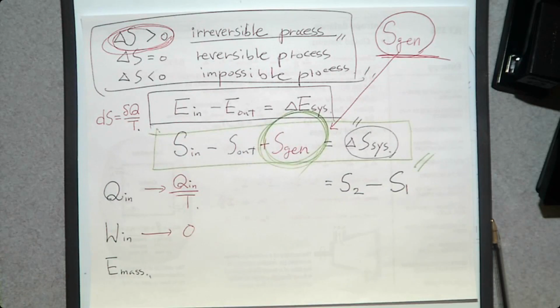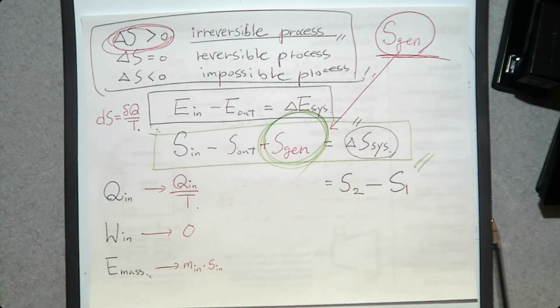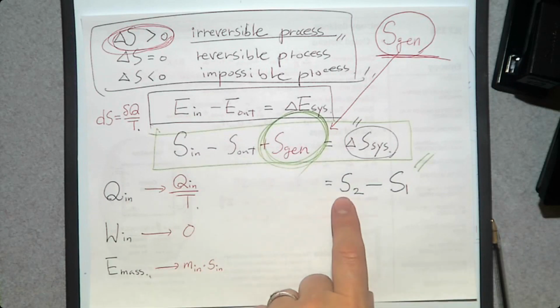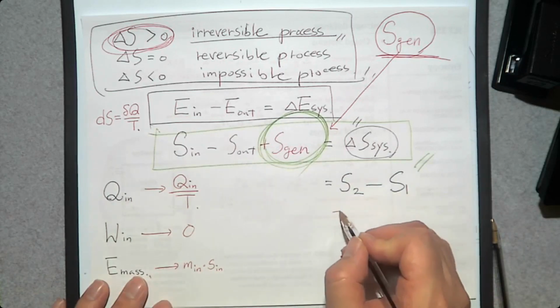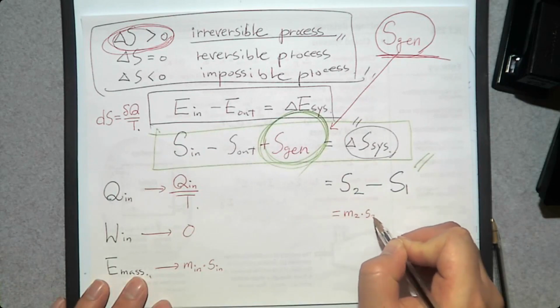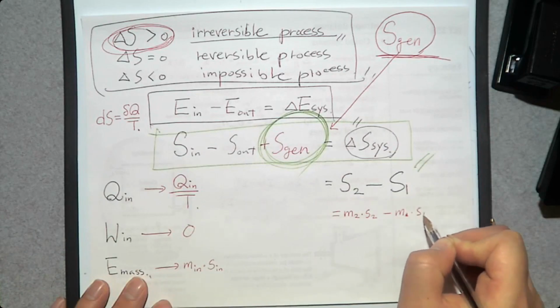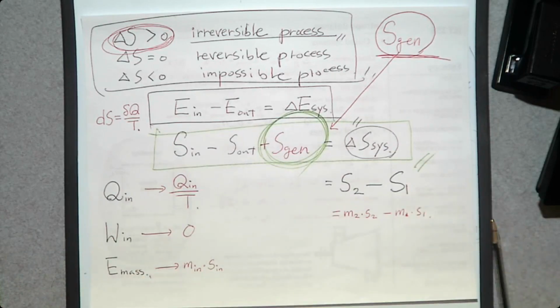What about entropy transfer by mass? Oh, it's simple. Mass that goes into a system times specific entropy of the mass. Difficult? Not at all. There's a mass times specific entropy. Then we can switch this one to mass at the final state times specific entropy at the final state minus mass at the initial state times specific entropy at the initial state.